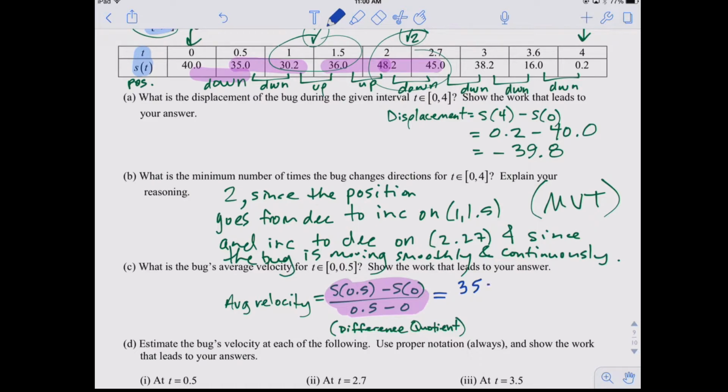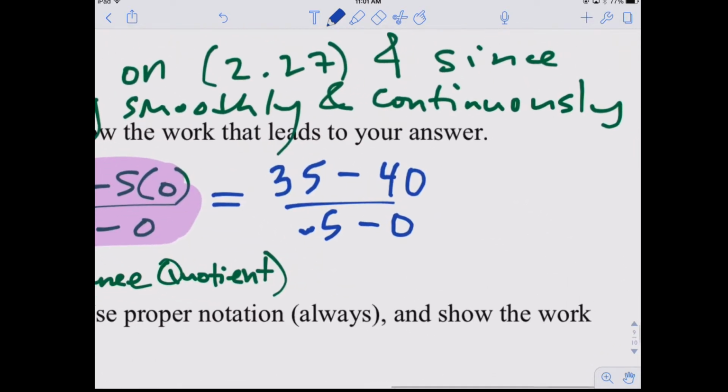35, right? You don't have to even put 0.0 because it looks like it terminates. S of 0 is 40, all over 0.5 minus 0. Does that also show a difference quotient right there? Does that show a quotient of two things being subtracted? Yes. So this could also work for getting credit for indicating your method, but it's also a numeric answer, right?